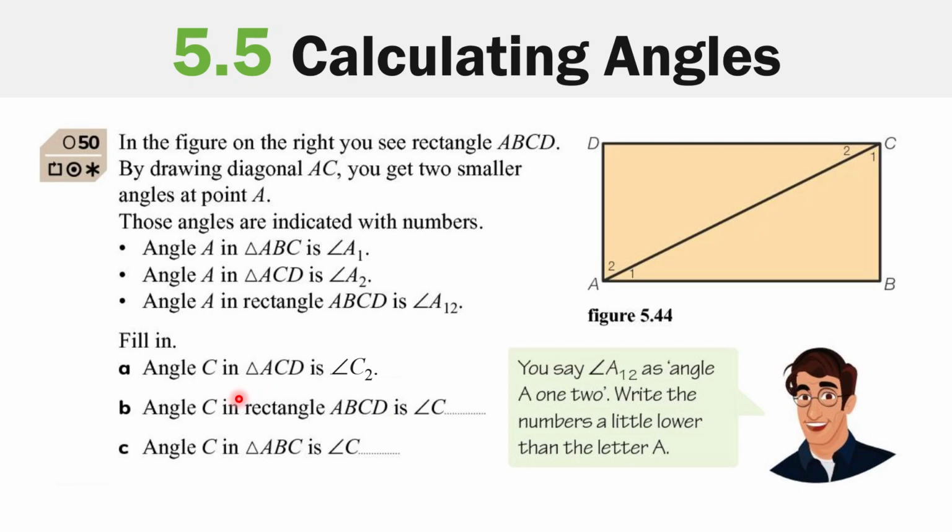If we want angle C in the whole rectangle, that means I want the whole angle. So don't just write down angle C, don't write down angle C1 or C2, but it's angle C12, the whole angle. And if I only want ABC, then it's only the part C1, so angle C1. It's important to notate this clearly so I know which part of the angle I actually want to do something with. Okay? So that's a bit of a notation technical thing.